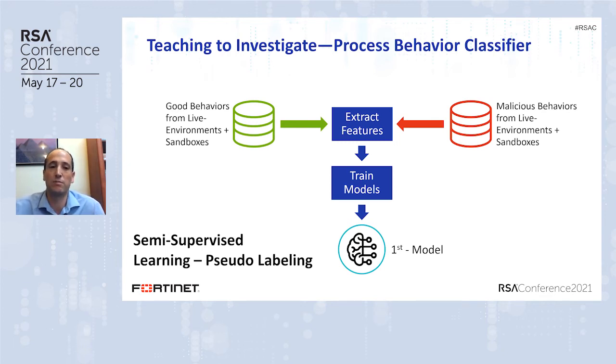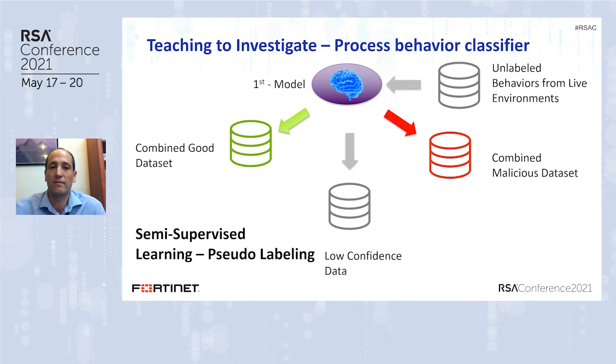So the idea is to take both good and bad behaviors, which we got from emulators and sandboxes, and train the first model very similar to the way we did in static file analysis. Next, we take unlabeled data. We have tons of that in real-life environments, and we feed it to the model, out of which we get new labeled data. Some is labeled with high confidence, according to our models, and some with low confidence.